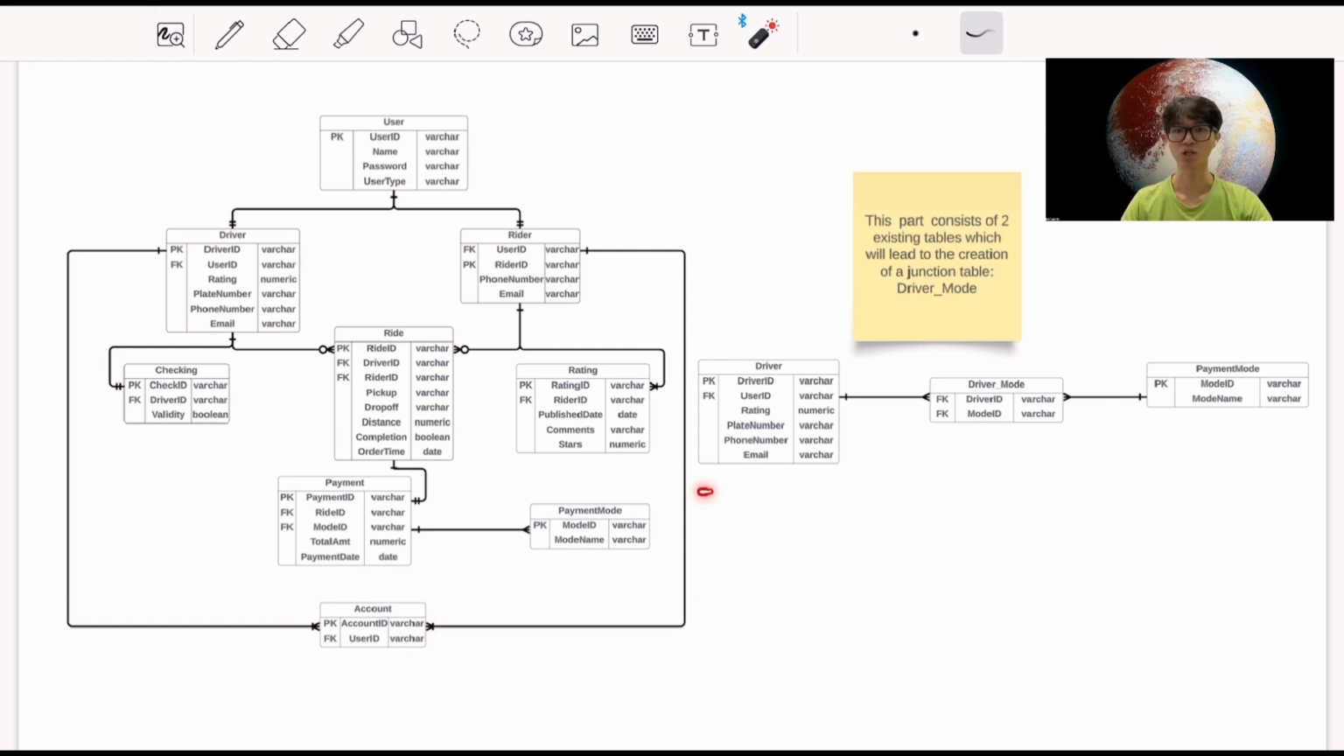We also have a driver mode junction table, which is used between driver and payment mode, using driver ID and mode ID as composite primary keys. It represents the relationship where drivers can support multiple payment modes. The driver mode table bridges the many-to-many relationship between driver and payment mode. Each driver can support multiple payment modes such as cash, card, or digital payment, and each payment mode can be associated with multiple drivers. This junction table ensures that all such combinations are tracked effectively while normalizing the database design.